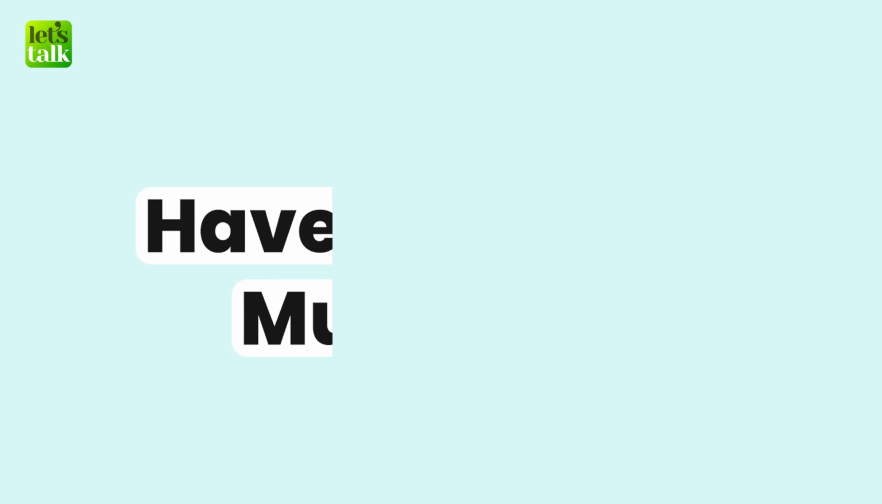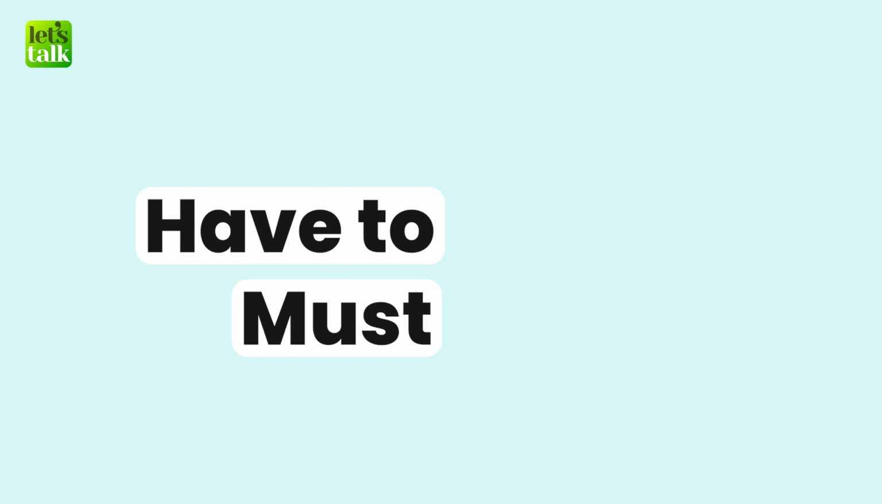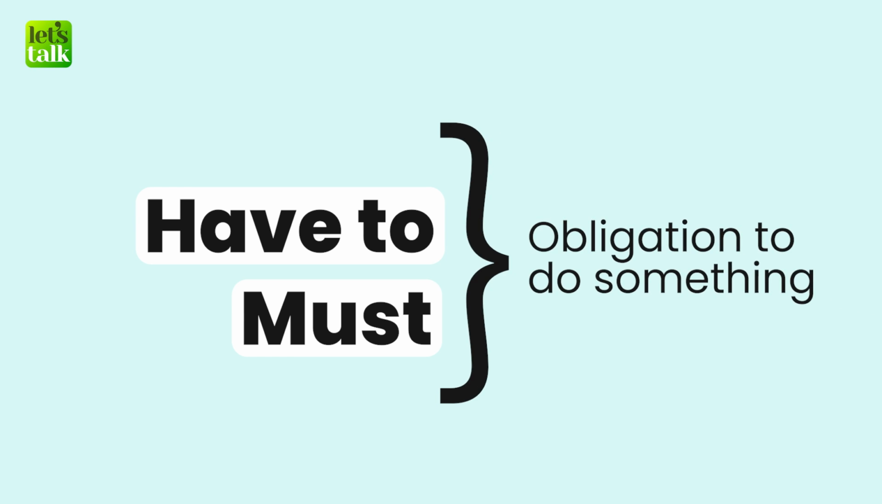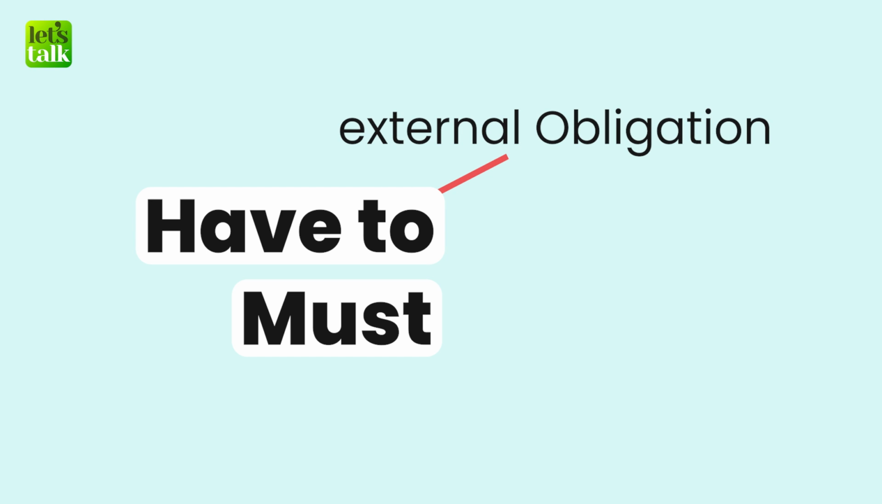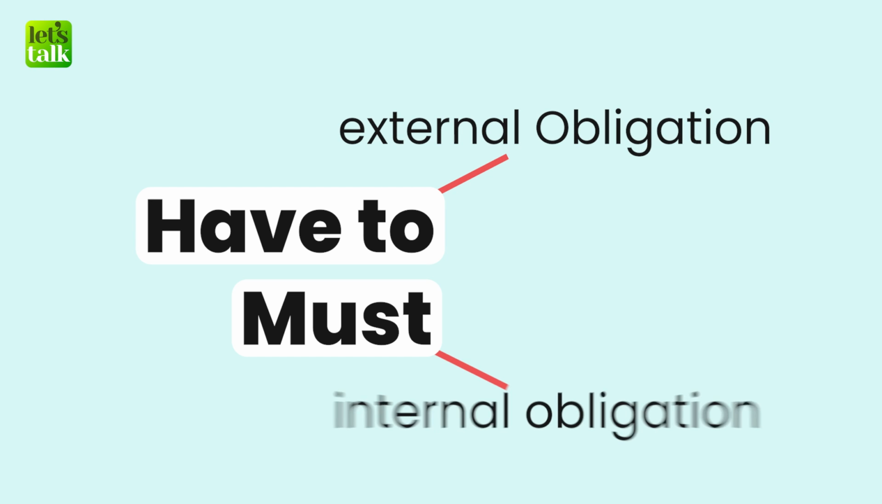As we discussed earlier, have to and must both show an obligation or a duty to do something. It's more like a compulsion, that someone has to do something. So you might say, well, they mean the same thing. A duty or an obligation. But wait, there's a big difference in here. Have to shows an external obligation, and must shows an internal obligation to do something. Confused? Let me explain.